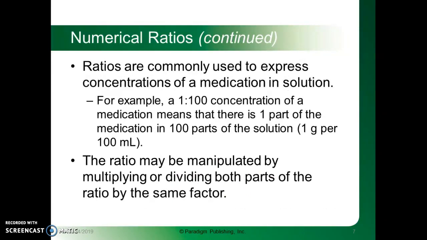A ratio is commonly used to express concentrations of medication in a solution. So for example, a 1:100 concentration of a medication means that it is 1 part of the medication in 100 parts of the solution. So 1 gram, which the grams would be the unit, per 100 mLs. An mL is a unit of measure. The ratio may be manipulated by multiplying or dividing both parts of the ratio by the same factor. Okay, so the same thing. If we want to increase the medication, we would multiply. If we want to decrease the medication, we would divide both numbers.